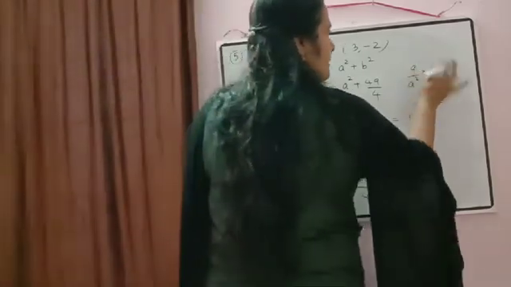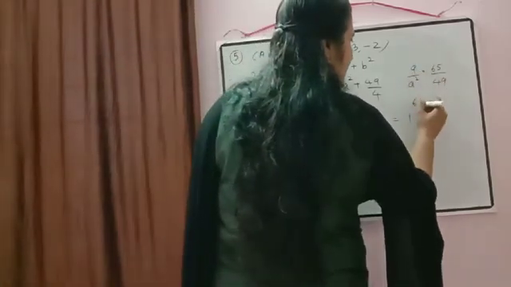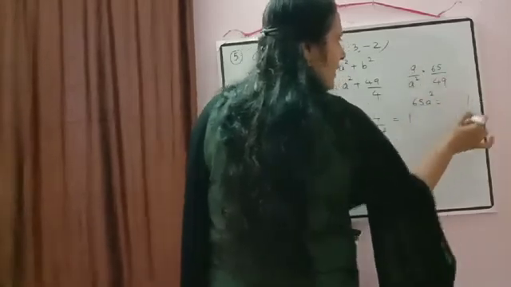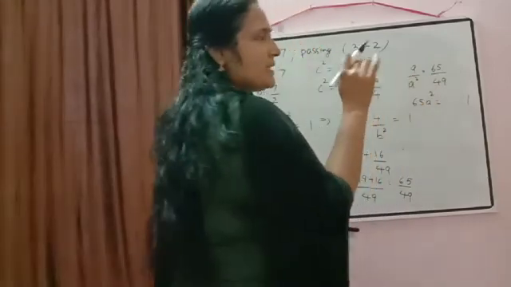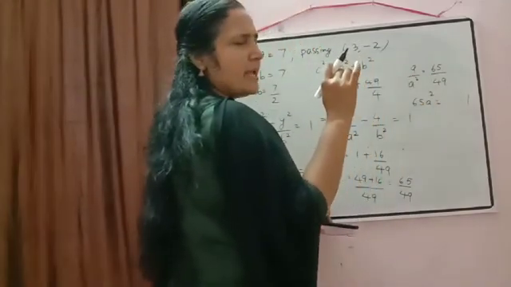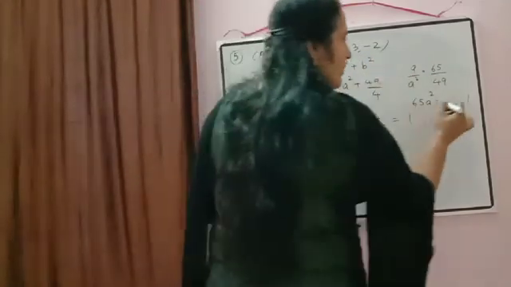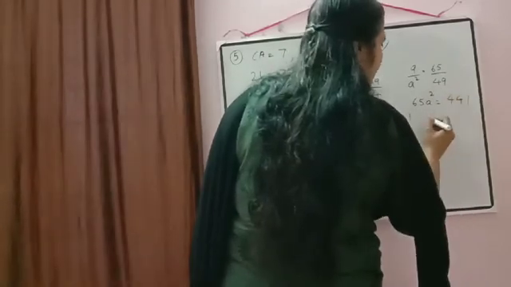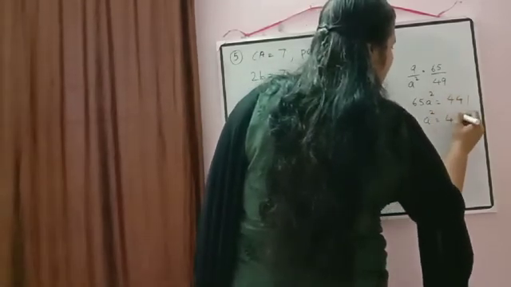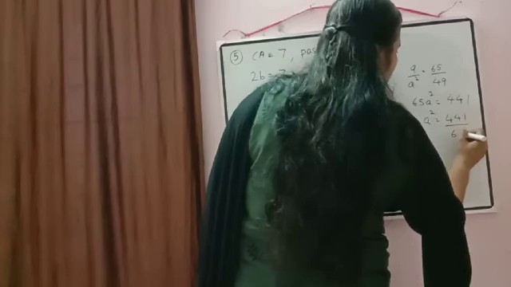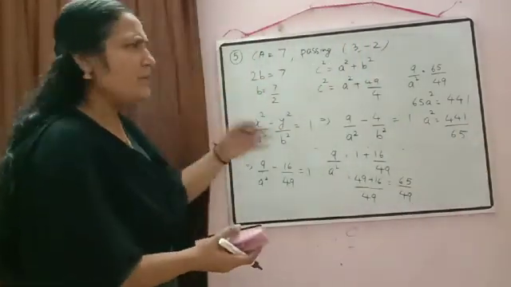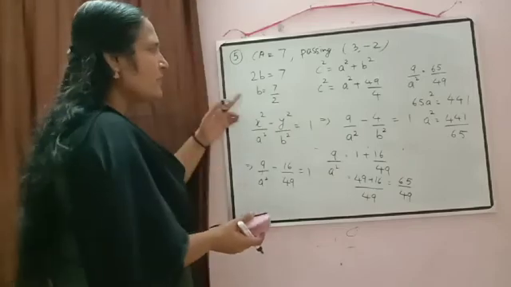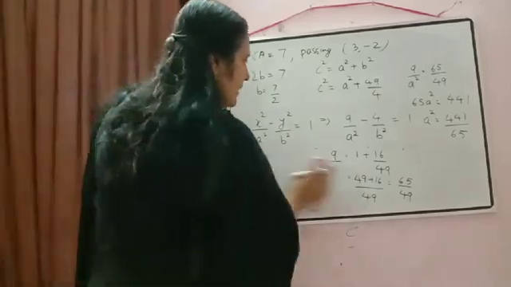Now just do the cross multiplication, then we will get here 65 a square is equal to 9 9s are 81, carry over 8. 9 4s are 36. 36 plus 8 will be equal to 44. Correct? So we will get here a square is equal to 441 by 65. The value of c square we don't need there. Okay. So we have the values of a square and b square.